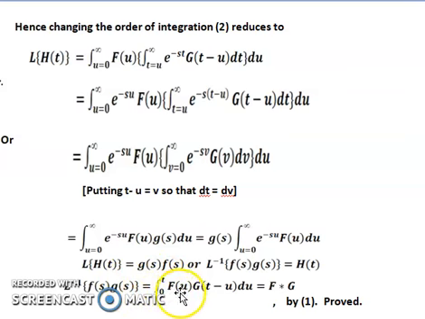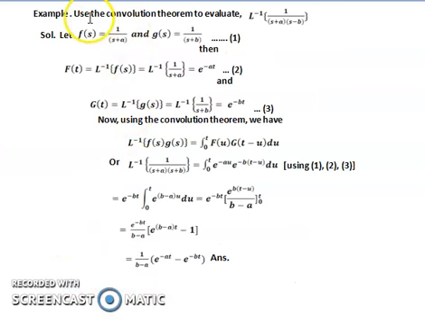Now using this statement, let us take any example. So we take a very simple example. Use the convolution theorem to evaluate L inverse of 1 by (s plus a)(s minus b). As we have told you before, this problem can also be solved by the partial fraction method, but here L inverse is used. So L inverse of 1 divided by (s plus a)(s minus b), we have to solve using the convolution theorem of the inverse Laplace transform.